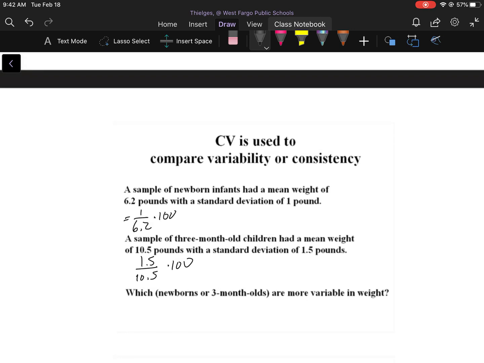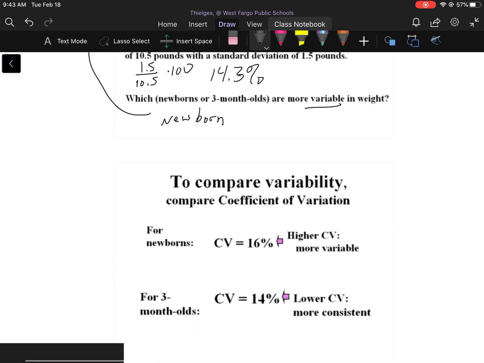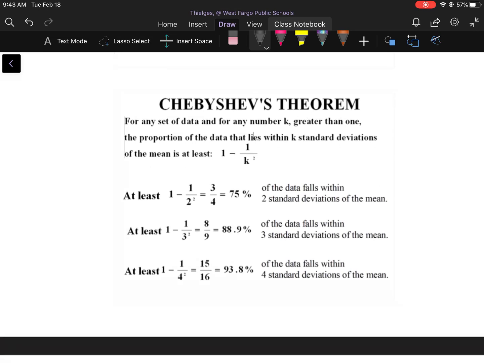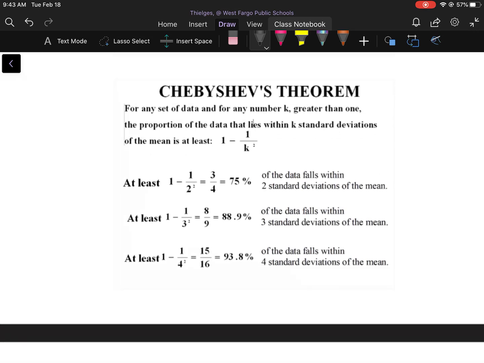So that's going to be 16.1%, and the other one's going to get you 14.3% if I round. So which one's more variable, all over the place? That means that it's going to be the newborns, because variable means all over the place, and that's the bigger percentage. All right, then lastly, Chebyshev's theorem, where you've got this number of standard deviations for k.